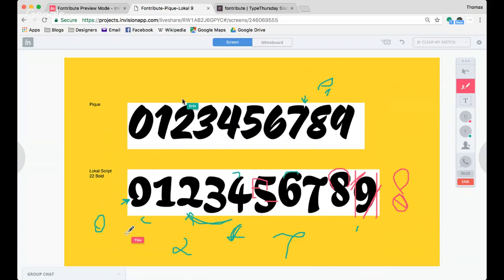And here we have, instead of the same approach as the 7, just a little bit of an overlap kind of implied. So that's kind of interesting, tiny little details. The Pique numerals to me seem more cohesively designed, I would say, than the local script ones overall.